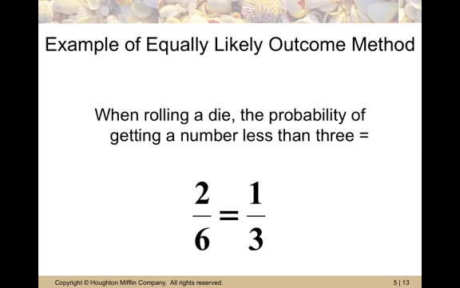So, for example, when rolling a die, the probability of getting a number less than 3 is 2 out of 6, or 1/3. Well, why does that work? Well, there's 6 total outcomes, and each one's equally likely. Each outcome is equal to 1/6. If you roll a die and you get a 1, that probability is 1/6. Roll a die and get a 2, the probability is 1/6, and so on. The only 2 outcomes that are less than 3 are 1 and 2. So 2 out of the 6 outcomes fit the event. And so the probability would be 2 out of 6, which reduces to 1/3.